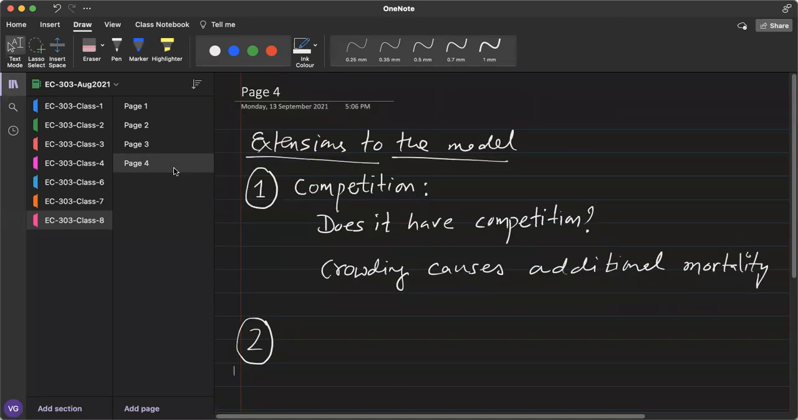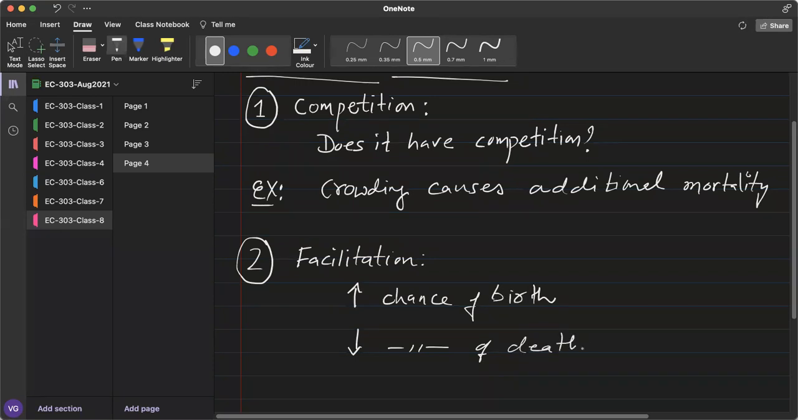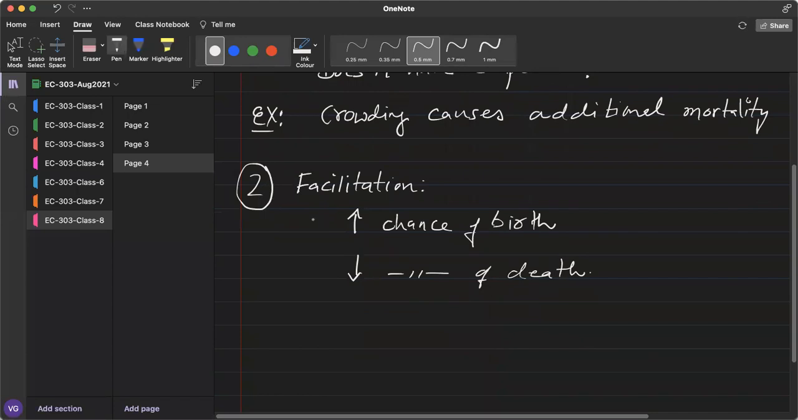Another thing to think about is another ecological interaction which is very important: the inverse of competition, which is facilitation. What does facilitation do? As the name indicates, it's a positive interaction. For example, it means there is an increased chance of birth. Another way facilitation can act is a reduced chance of death. Okay, an increased chance of birth and a reduced chance of death.